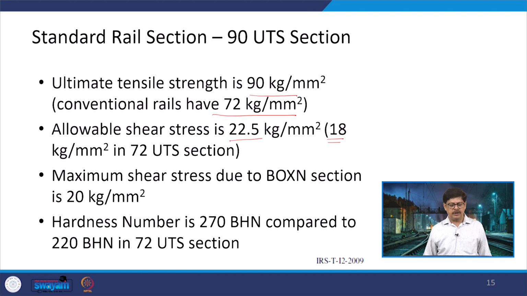And the maximum shear stress which is going to be there because of the box end section is 20 kg per mm square. The hardness number is 270 BHN. BHN is the Brinell hardness number. That is a type of test which is conducted, and it comes from the name of the person. So, it is 270 BHN as compared to 220 BHN which was there in the case of the 72 UTS section. So, what you can see is there is an improvement in the strength characteristics of the 90 UTS section as compared to the 72 UTS section, and this 90 UTS section shall be used wherever heavy loads are coming on the track.